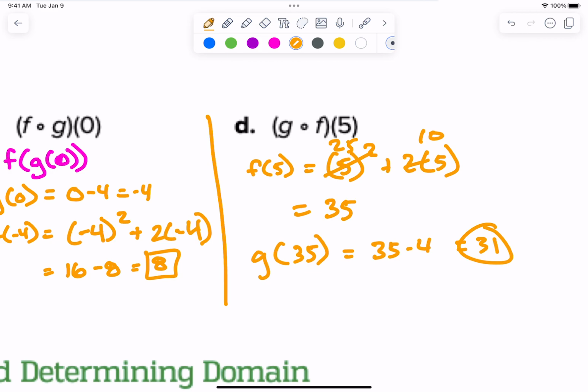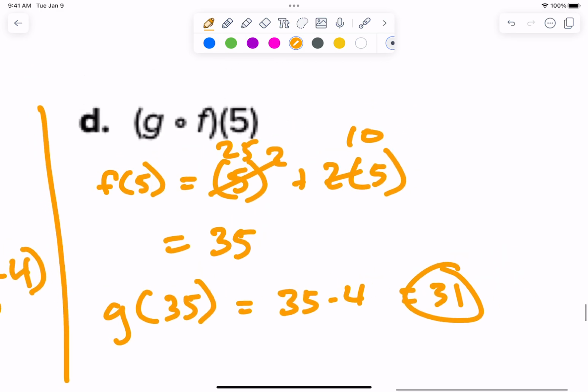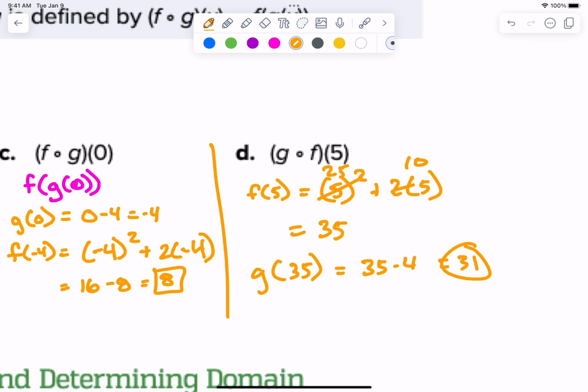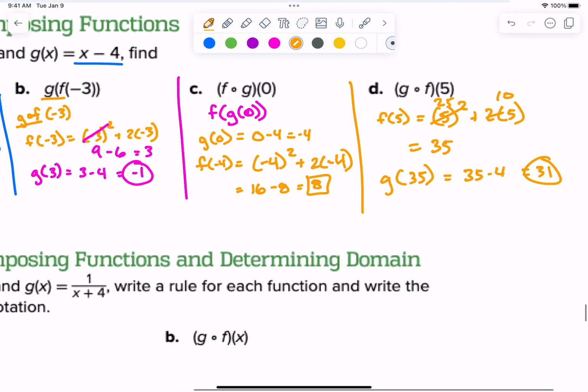Something going on in there? All right, did you get 31? Yes. No? Did you get 35 as your f of 5? No. What'd you get, Aubrey? Did you figure out where you went wrong? Yeah? Okay. Good. Are we ready to move on to the next one, or are we going to pause? Pause? Okay.